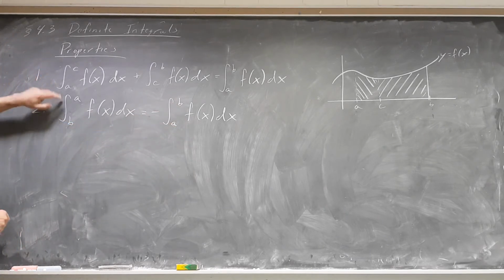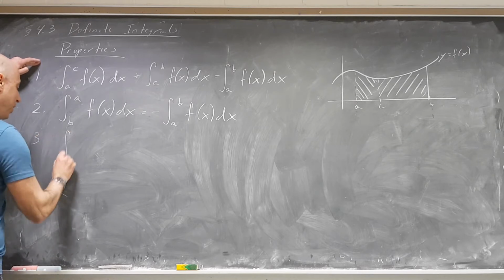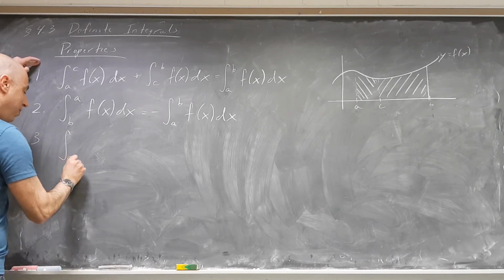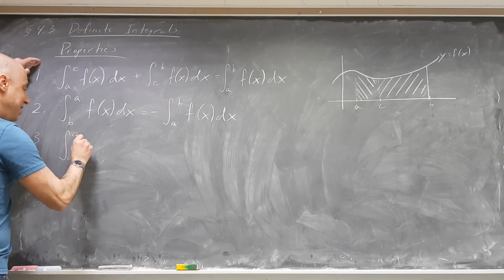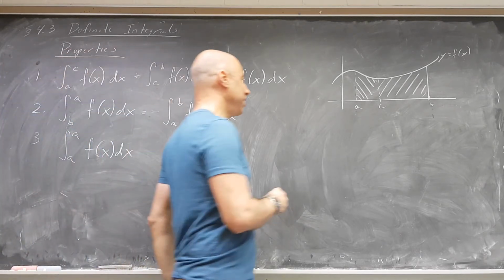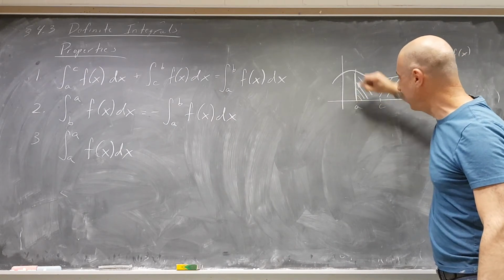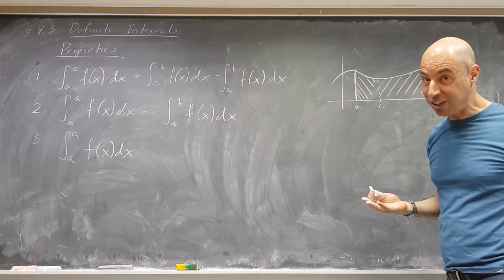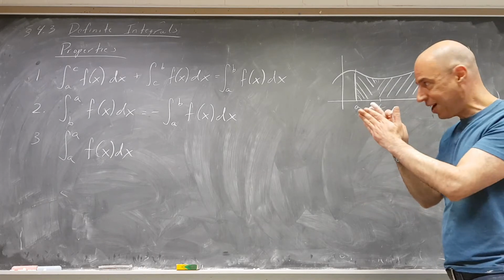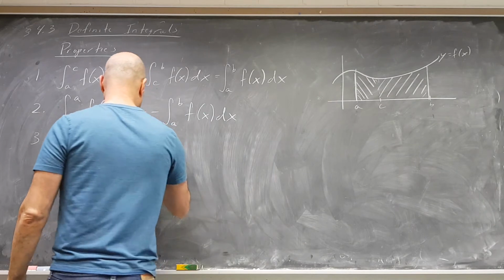And if you believe this, you'd have to also believe this, but we can work it out for ourselves. If we want the integral from a to a of f of x dx, that basically says how much area is under the curve between x equals a and x equals a? Not very much, right? Because a and a are right on top of each other. That has no width at all. So this has got to be 0.